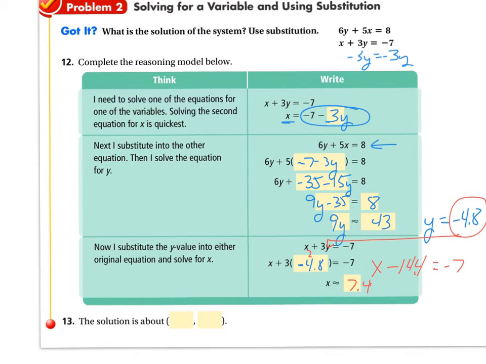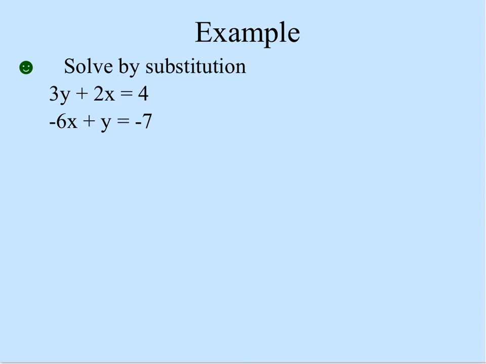So my solution is about 7.4 and negative 4.8. Now if we had graphed that, finding where those two lines cross would be extremely difficult. But using substitution, it wasn't too bad. If you feel comfortable solving the system of equations by substitution, I want you to go ahead and try it. If not, follow along with me.